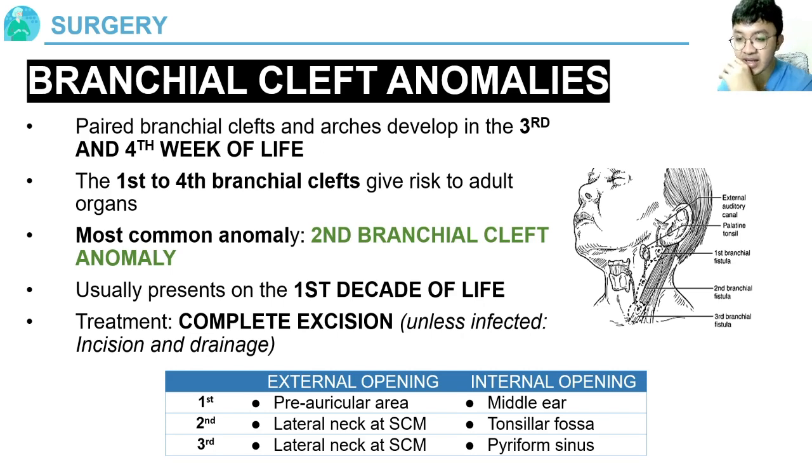The first branchial cleft starts from the middle ear, internal opening, out to the preauricular area. For the second and third, lateral neck at the sternocleidomastoid. For the second, the internal opening is the tonsillar fossa. Okay. Third, you have your piriform sinus. Again, first, middle ear to preauricular area. Second, tonsillar fossa to lateral neck at SCM. Third is piriform sinus and lateral neck at the SCM.